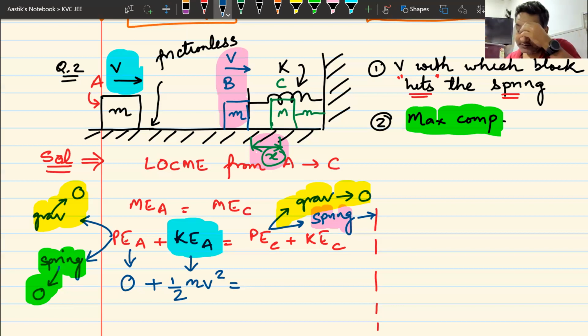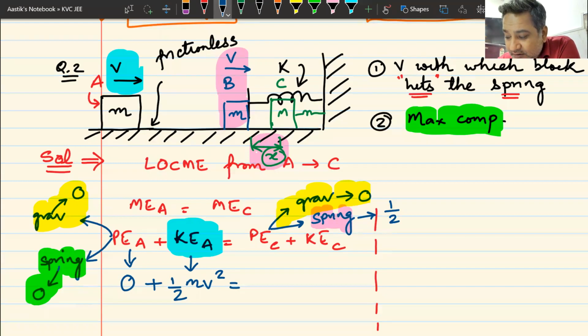What is the spring potential energy at point C? Anyone? Yes, beta? No one knows it? I've taken 3 or 4 classes on this. Half kx squared. Yes, it is half kx squared, not minus.